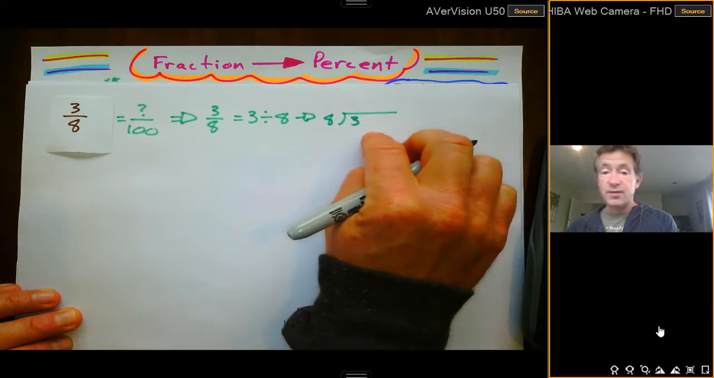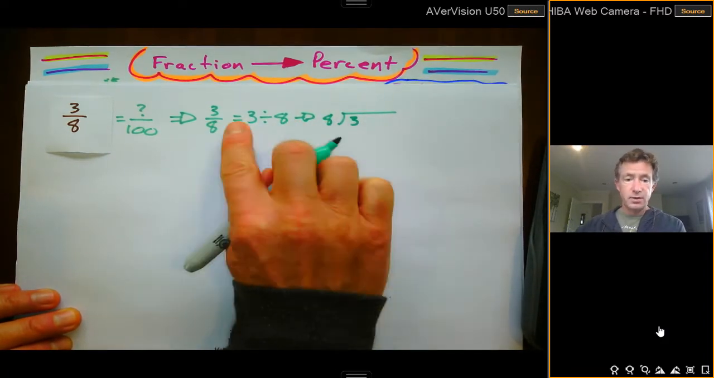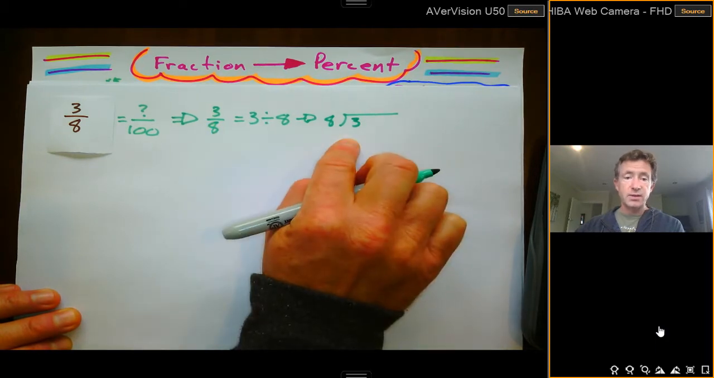And then we do the long division thing, and we're going to convert this fraction to a decimal. Okay, so we're going to convert 3/8 into a decimal. It's going to be somewhere around, 3/8 is close to 4/8, so it's going to be somewhere around half.